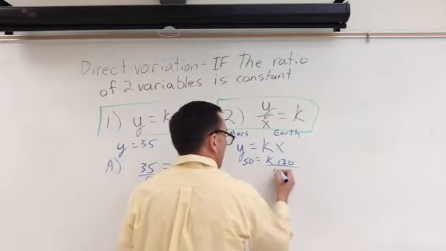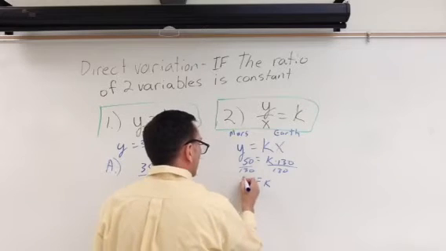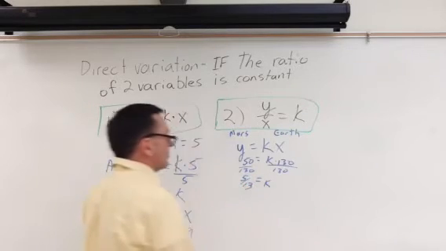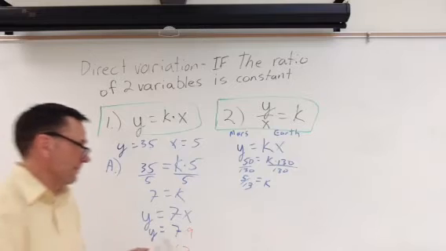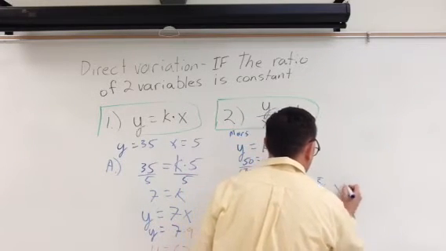So we need to solve for k. And k equals, and I get 5/13. I'm just going to reduce that, leave it as a fraction. So now my equation would be y equals 5/13 x.